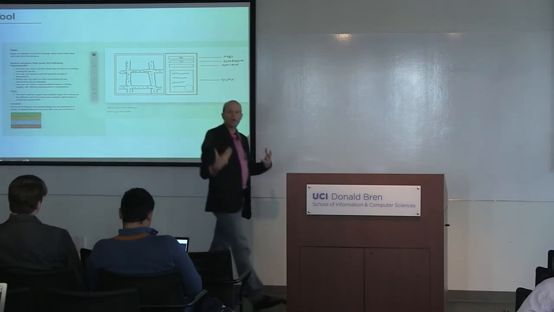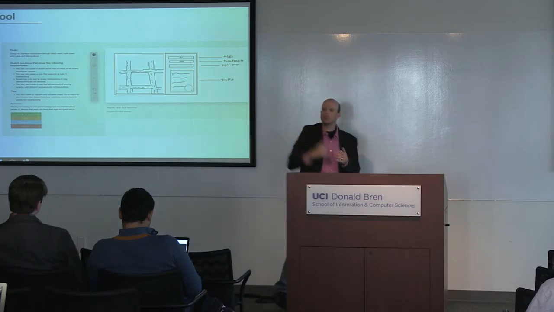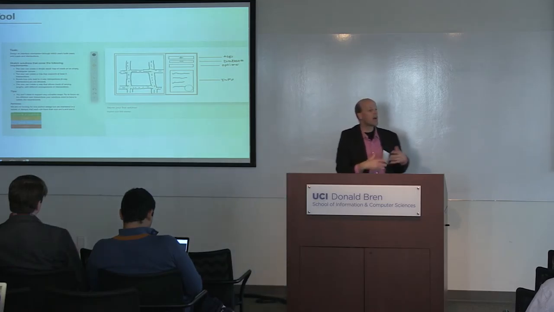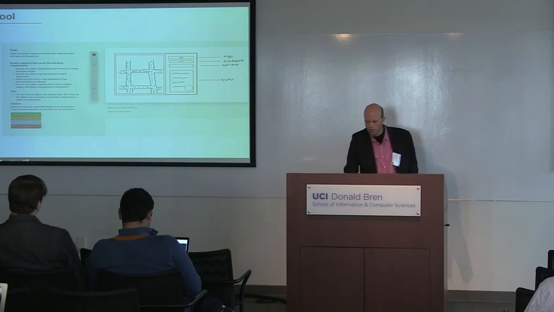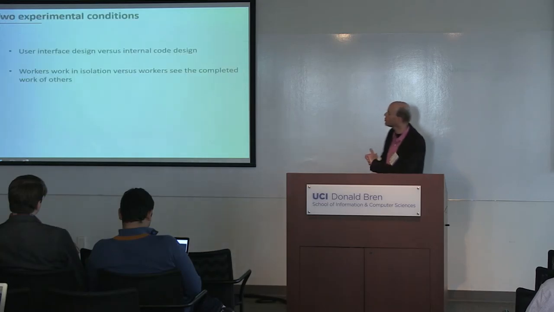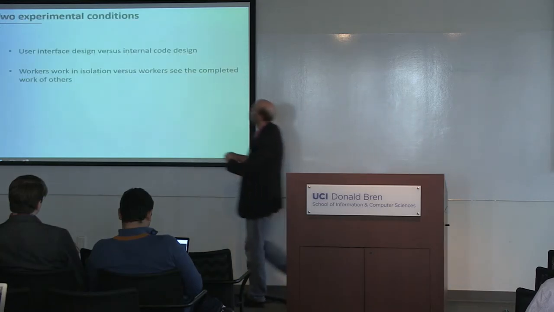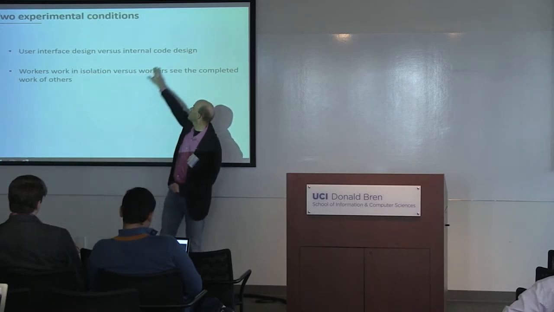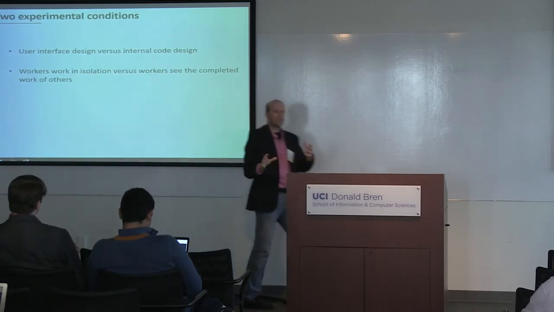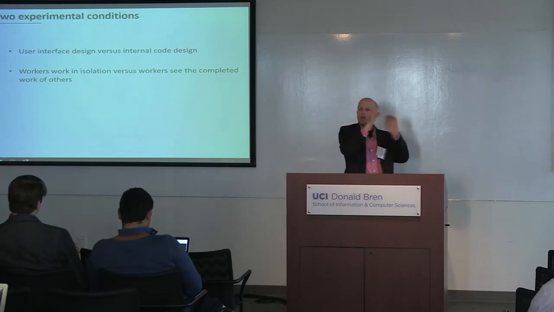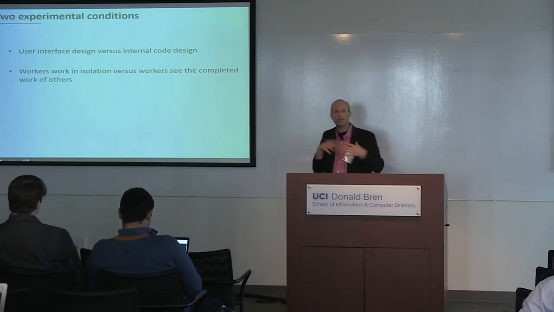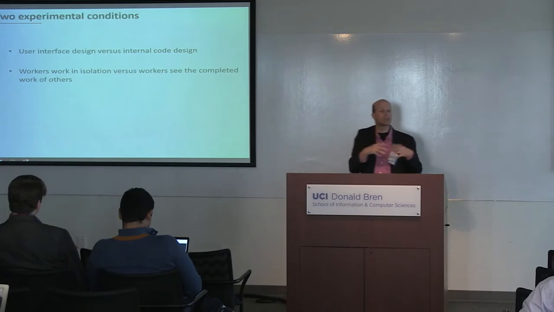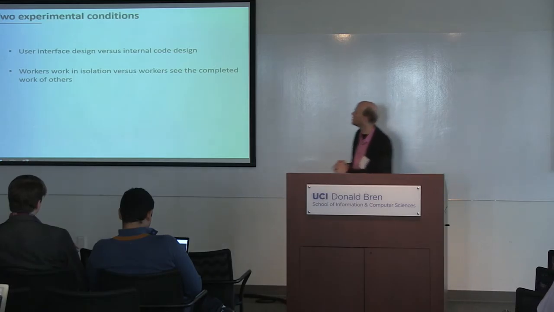So we put out a call with lots of decision points through this tool. And we asked people on Amazon Mechanical Turk to contribute. We had two experimental conditions. We wanted to compare user interface design versus internal code design. So things that are more externally facing, so how do we use this software, versus things that are on the inside: design some classes, or design an algorithm that does something.